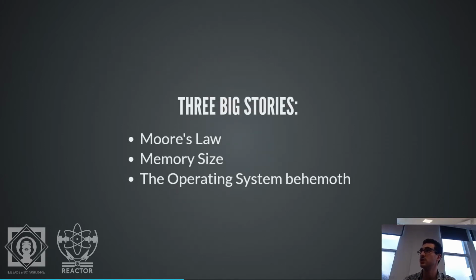So there's three big stories here, right? Moore's law has made CPUs much more dense in terms of the transistors per unit area. Memory size has exploded, and also operating systems have become much more complicated for various reasons unrelated to the first two. But we're going to go into the first two for this talk, and we'll leave the third point for another time.